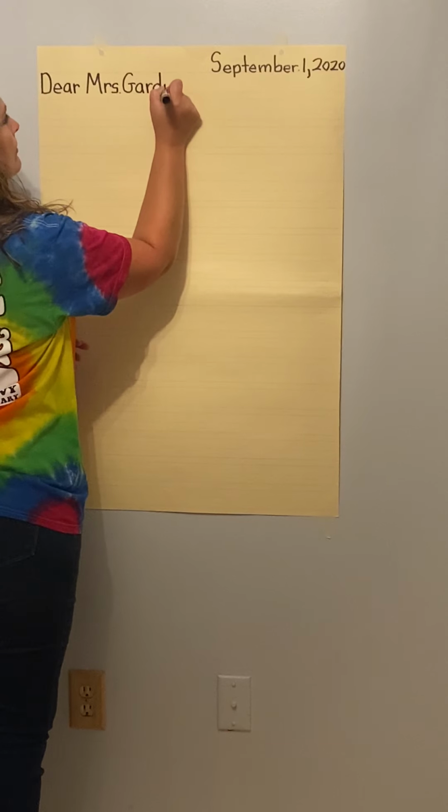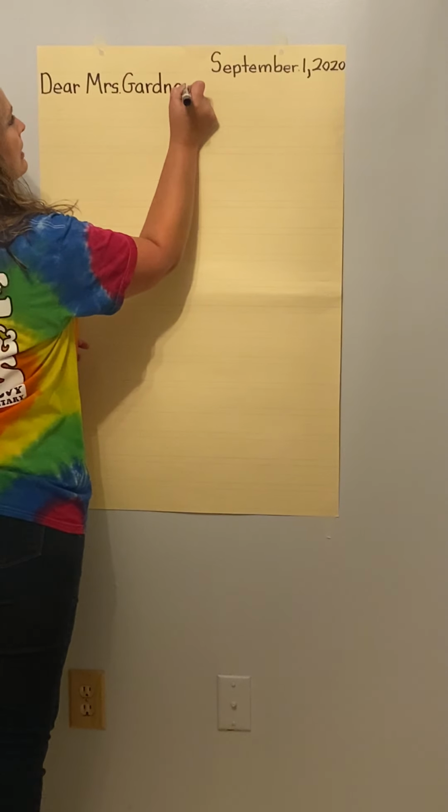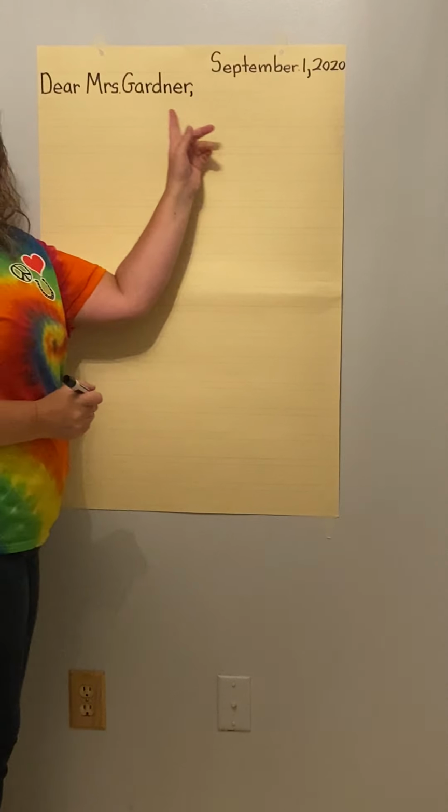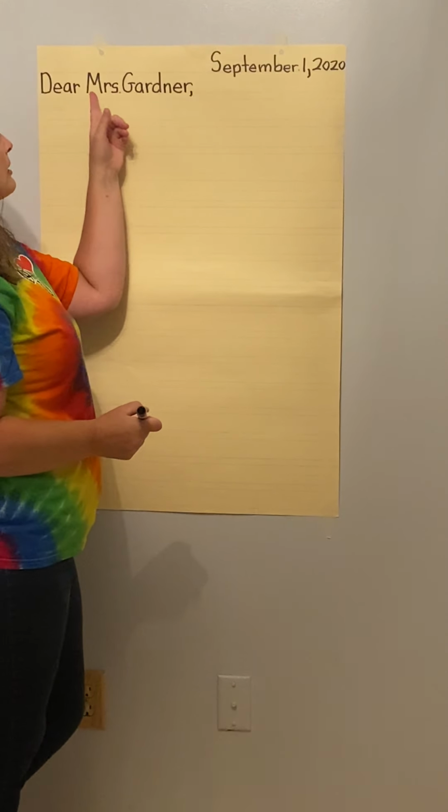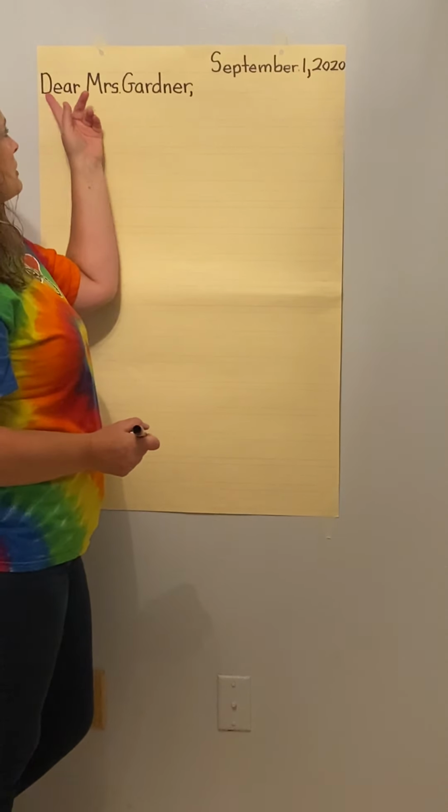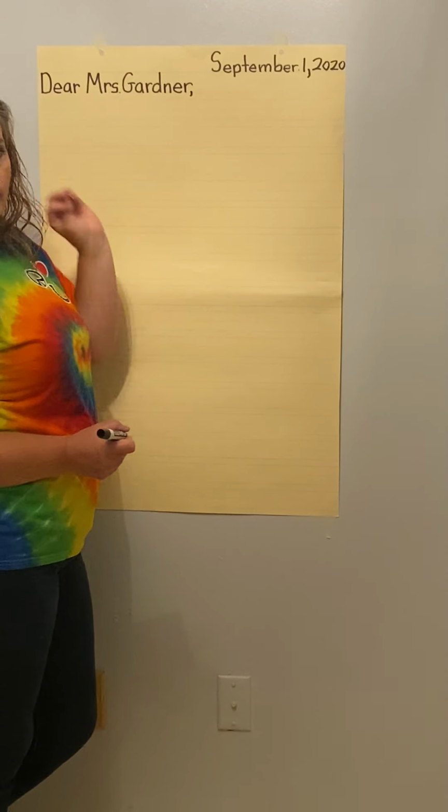The next thing in our friendly letter will be the greeting, which is Dear whoever you are writing a letter to. I'm going to pretend like Corbin's teacher is going to be Mrs. Gardner, since he will be in 5th grade. So I'm going to write, Dear Mrs. Gardner. And we will also need a comma after the greeting, after the person's name. And each word is capitalized because Dear is the beginning of the greeting and we have the proper noun, which is Mrs. Gardner.